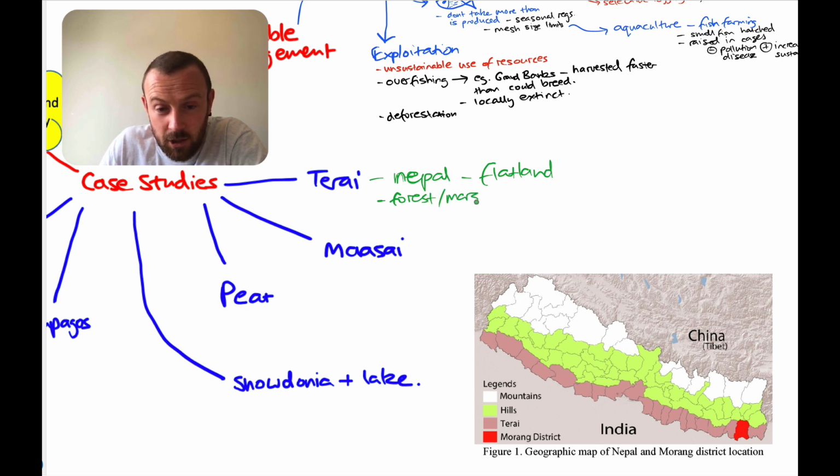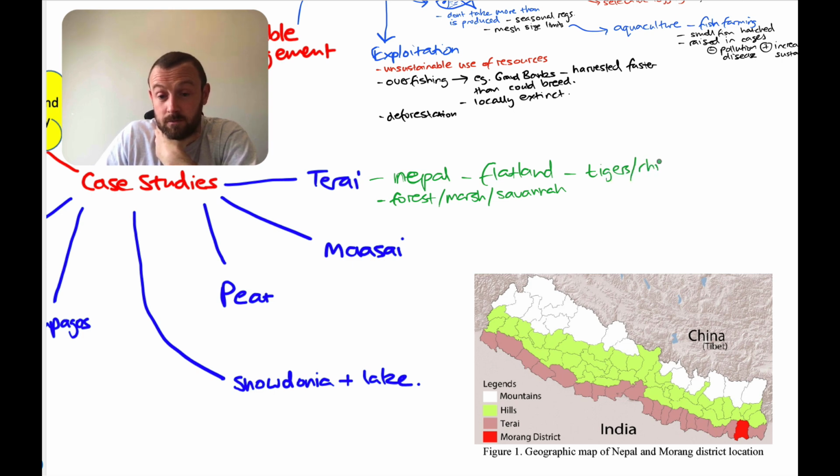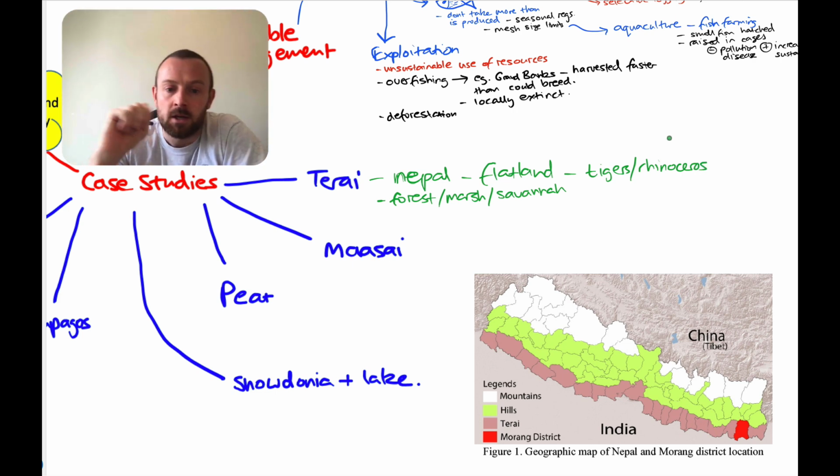And that's because there's a lot of rivers that run through this area, down from the Himalayas. And it is home to things like tigers and rhinoceroses. Something called the one-horned rhinoceros. Here's a picture. And I've actually visited this area.